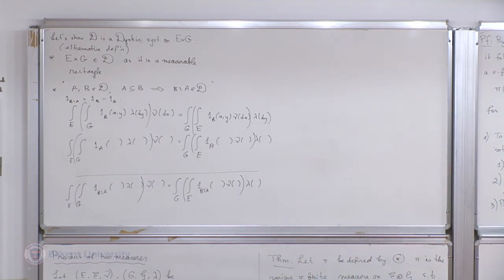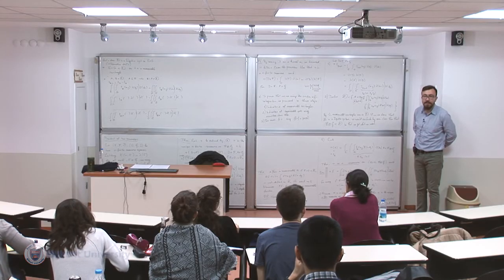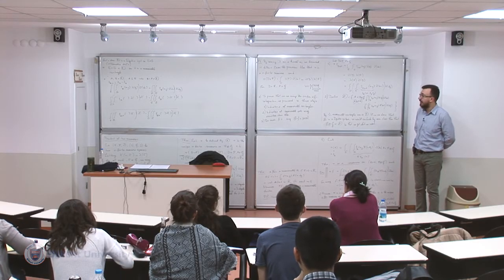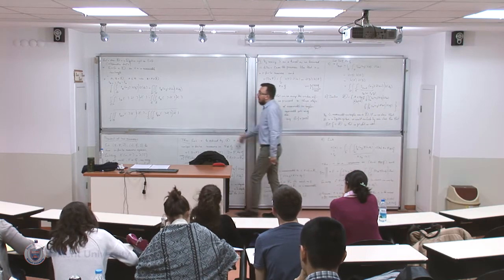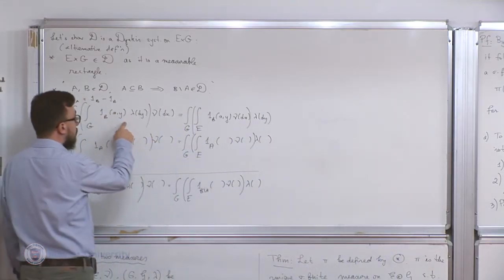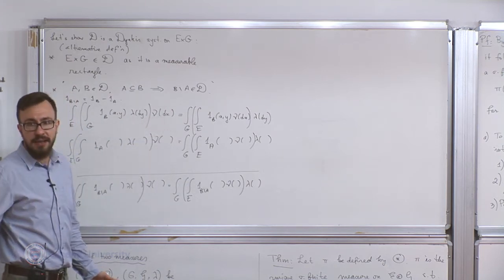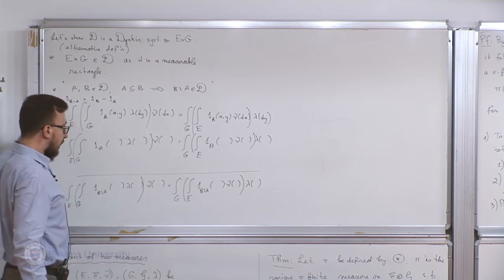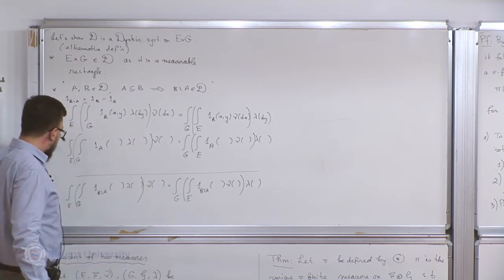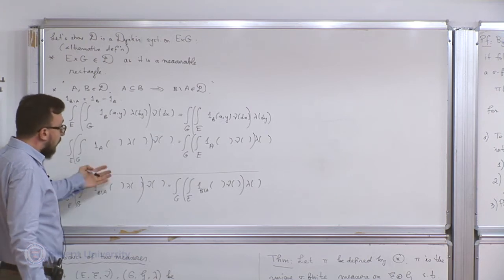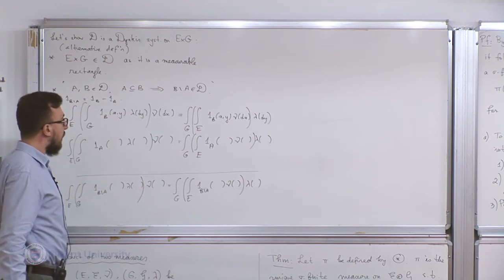Can you ever have some issues? It's a subtraction, not addition, right? What can go wrong? Exactly. We can have infinities. Why? Because, well, this is a bounded function, but the measures are not finite, maybe. If they are just sigma finite measures, you can have an infinity and another infinity, and this is not going to give you something meaningful. It's going to give you infinity minus infinity.